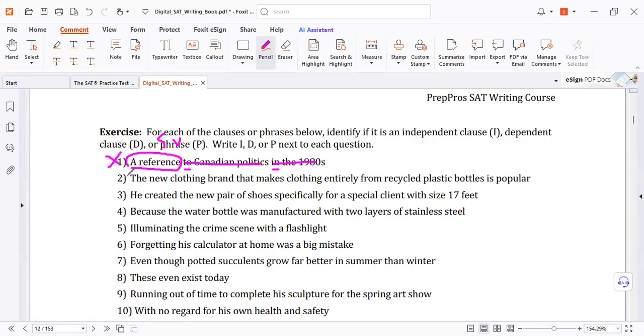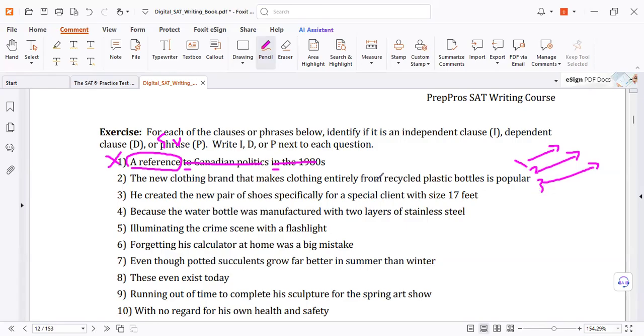Again, look at this part. Is it a sentence? We need to find the subject and verb. The new clothing brand that makes. In English, we must delete the phrases, any phrase. We must delete the relative clauses. We must delete the non-essential parts. After deleting the three, check the rest.